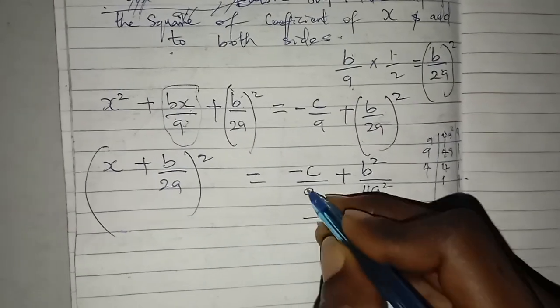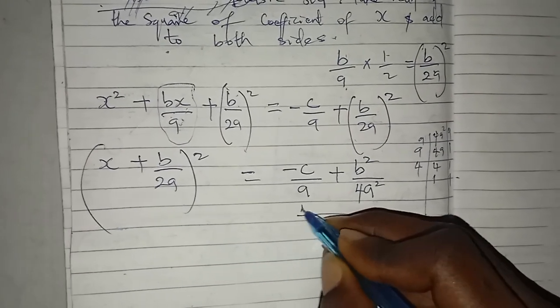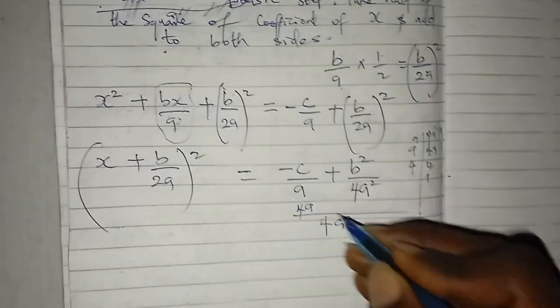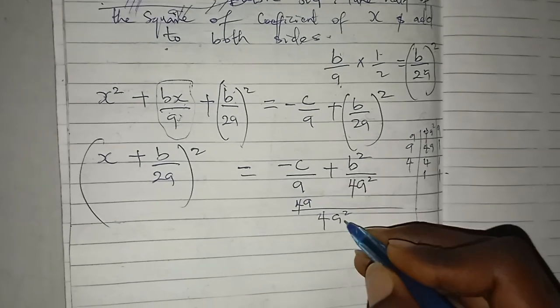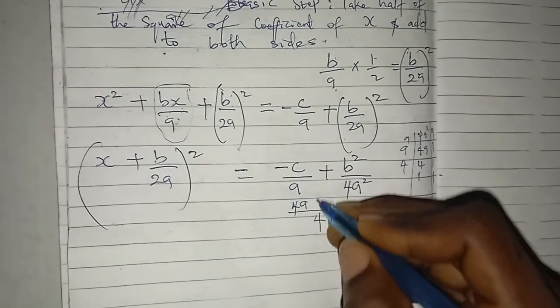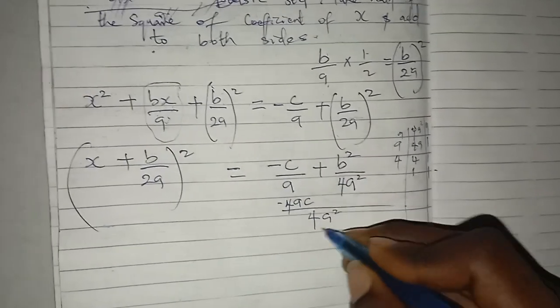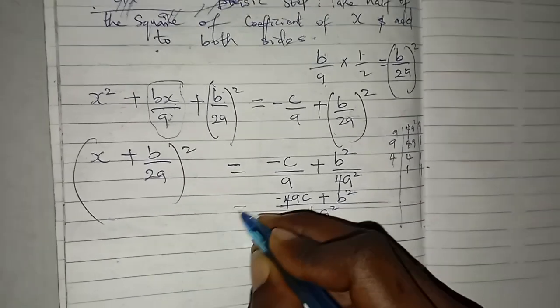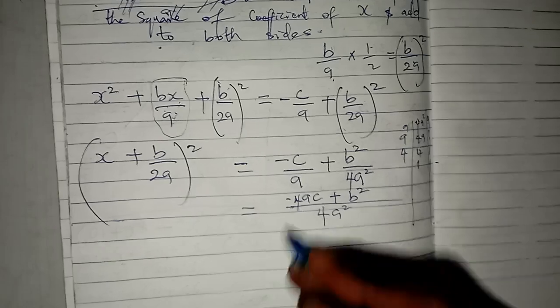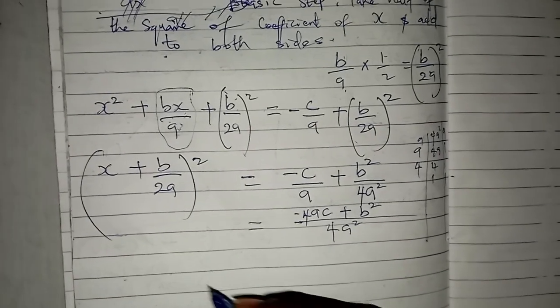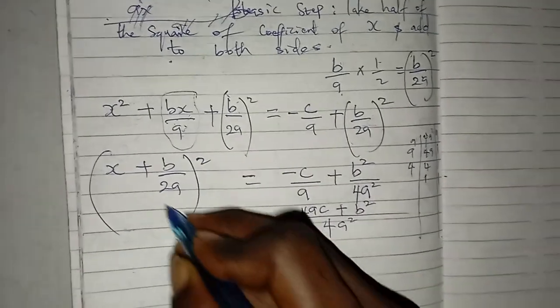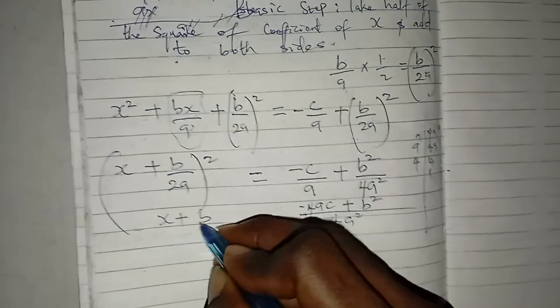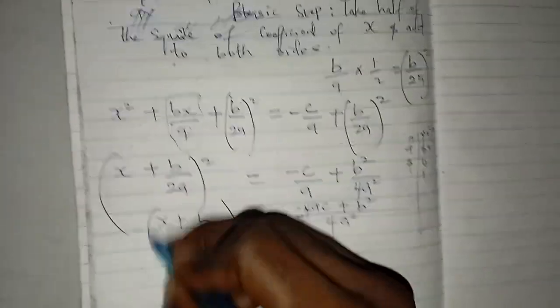So that if a goes here, you have 4a, then times the minus 4ac. Then if you go here, you just have plus b square is equals to, so we now have this one. We have x plus b over 2a all square.